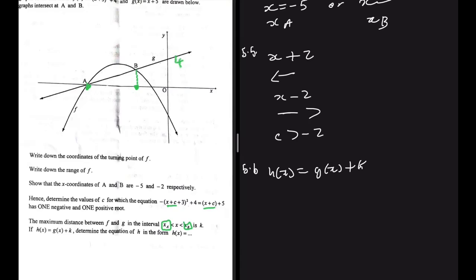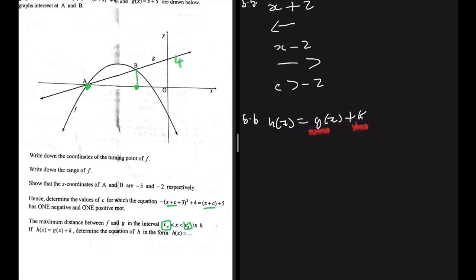So we already have g of x, right? So to determine the equation of h of x, we just need the value of k. And then we are told that k is the maximum distance between f and g in that interval, right? So let's go ahead and try to find the maximum distance between f and g in that interval. So how do you find maximum distance? You say the graph on top minus the graph at the bottom, and then after that, you're going to differentiate the result and equate to 0.